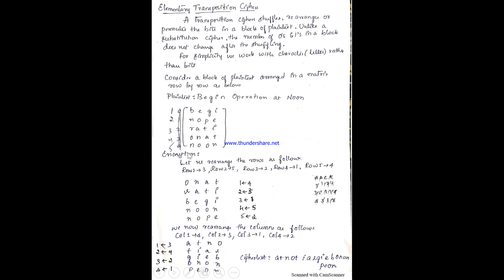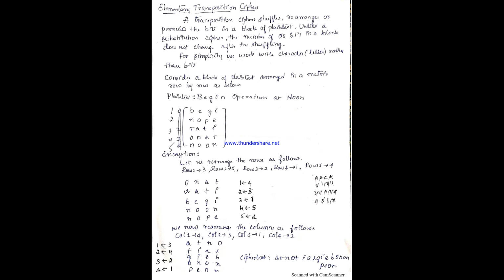To start with the encryption, as I already mentioned, in a transposition cipher we'll be shuffling, rearranging or permuting the characters. In the implementation, these things happen in terms of ones and zeros, because as you all know, computers work with binary. Here, for your understanding, I've taken the characters directly. For rearranging, first I'll work with row rearranging, then column rearranging.